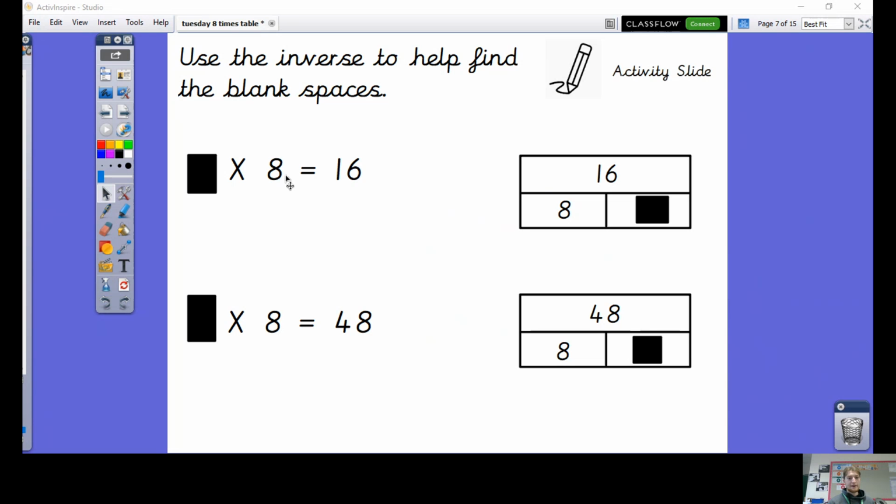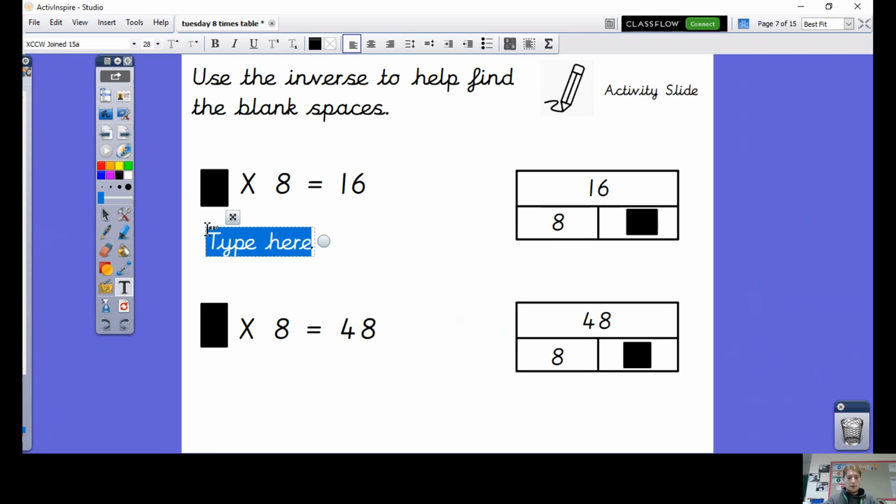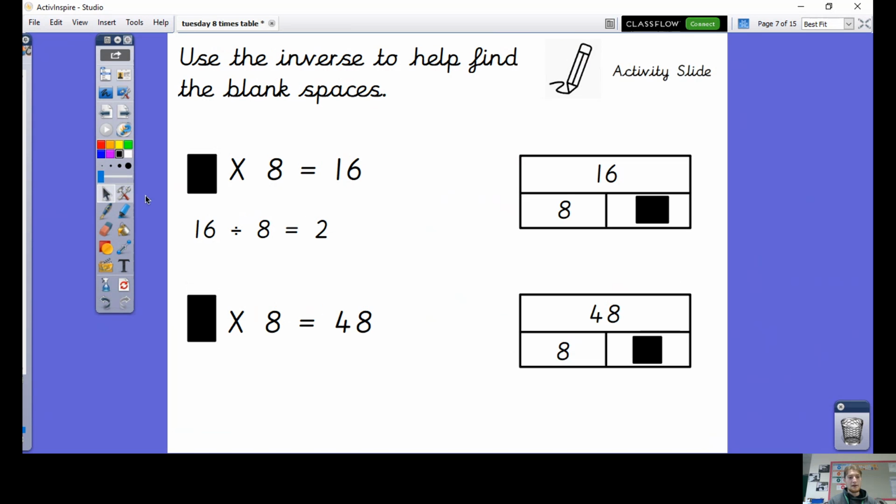Okay, great. Let's go through the answers quickly then. So something times 8 equals 16. Because we know the whole part, we know the biggest number, we know we need to divide. So I'm just going to type it in here so we know. So 16 divided by 8. How many times does 8 go into 16? I'm trying to think myself. 8, 16, 2 times. So 16 divided by 8 equals 2, and that should be our missing number.